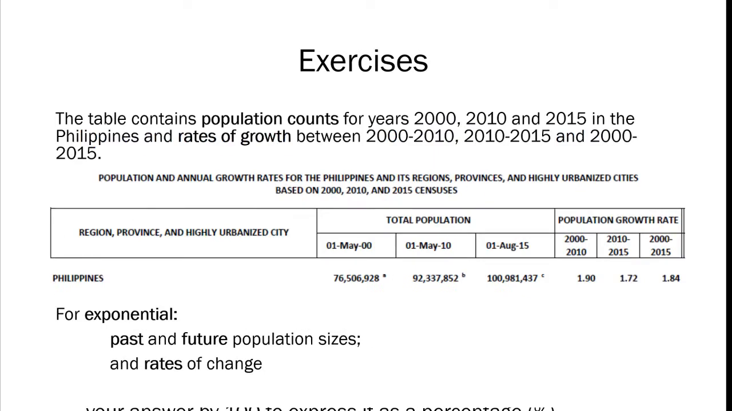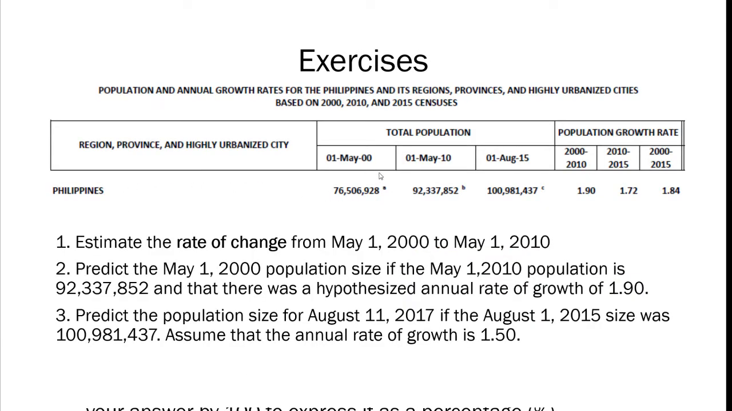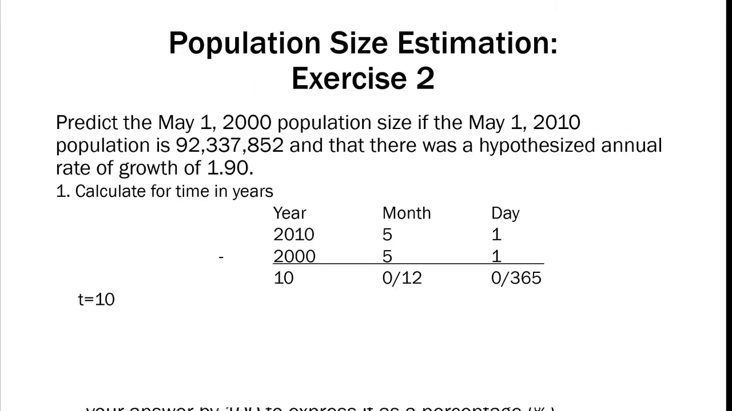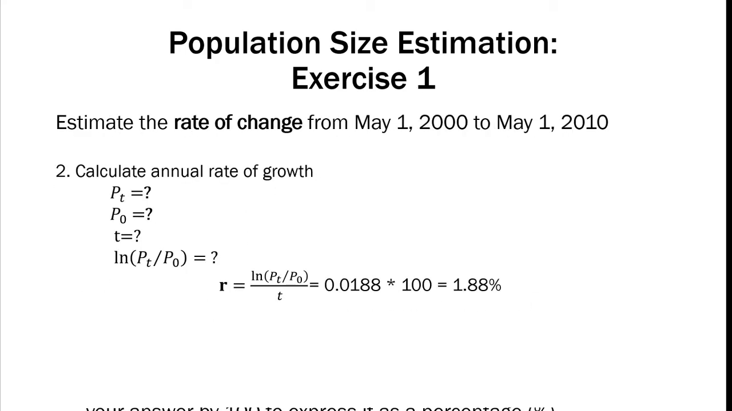So let me just browse back a bit in the table. We're looking for May 1, 2000 and May 1, 2010. So that would be for May 1, 2000, 76,506,928. And for May 1, 2010, we have 92,337,852. Okay. The next thing that we do after we have known what we're looking for is, of course, to substitute them inside our formula. So if you actually did it correctly, you should be able to arrive with 0.0188.